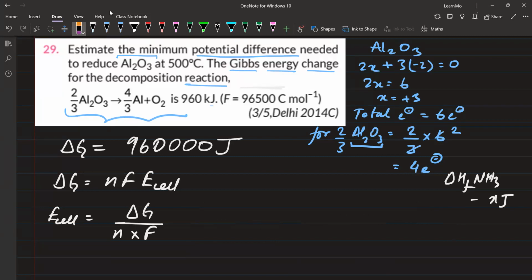ये थोड़ा सा हम divert कर गए, but please send your answers on my WhatsApp. Sir, shouldn't it be minus? Yeah, it will be minus like that. It will be minus only.